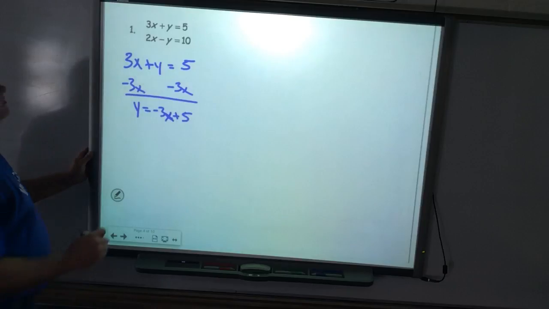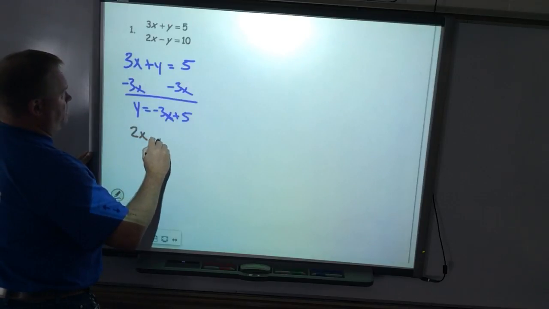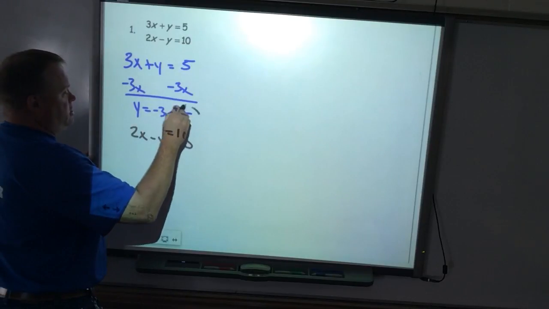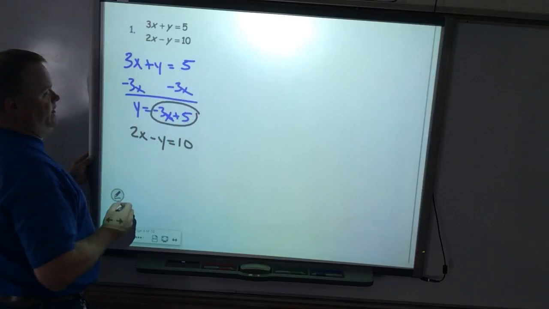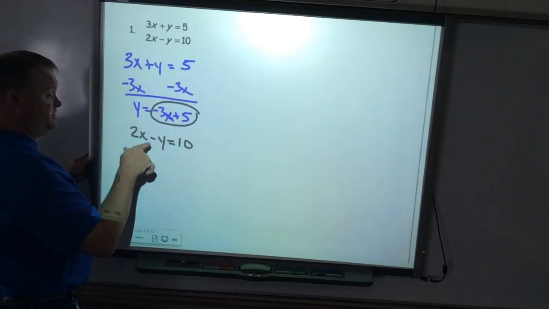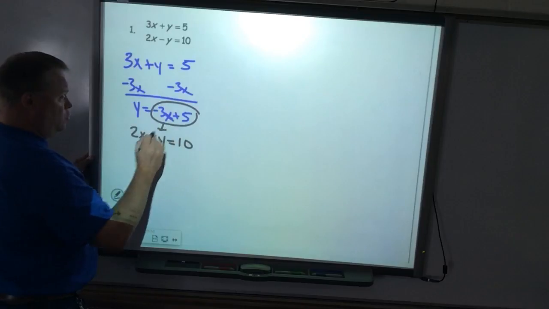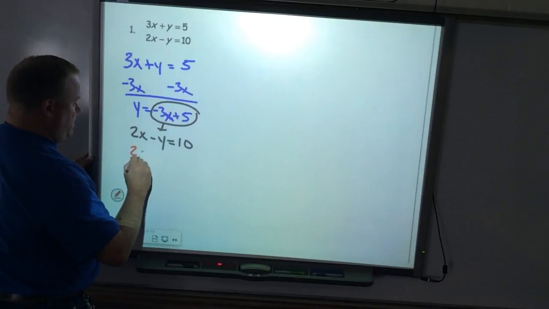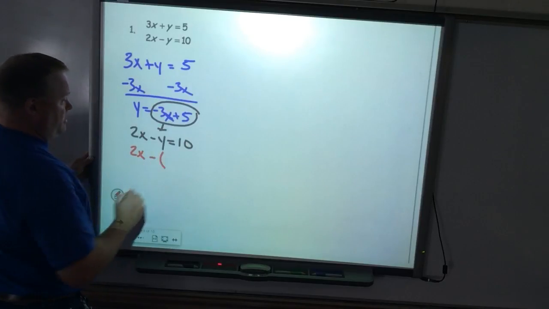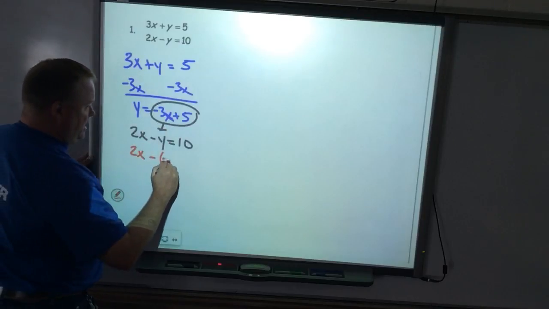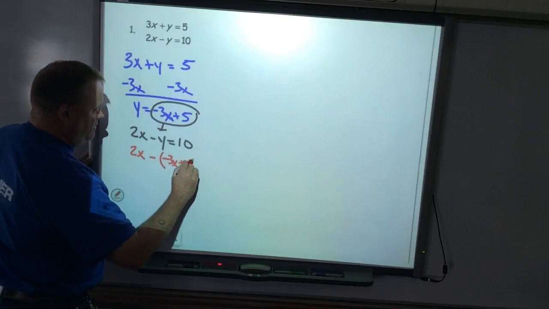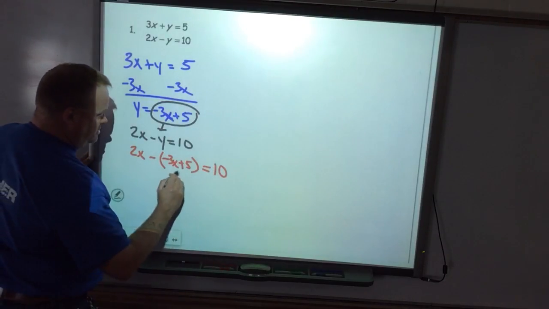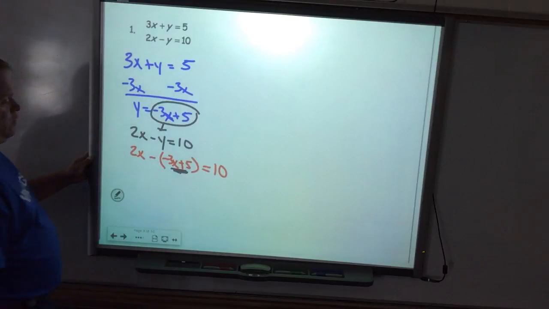Well, that other equation is 2x minus y equals 10. And I'm going to substitute what y is. Y is negative 3x plus 5, and I'm going to substitute in for this y right there. So this becomes 2x minus, and I'm going to put it in parentheses so you can see it, negative 3x plus 5 equals 10. So what I've done is I've substituted this negative 3x plus 5 in for that y.